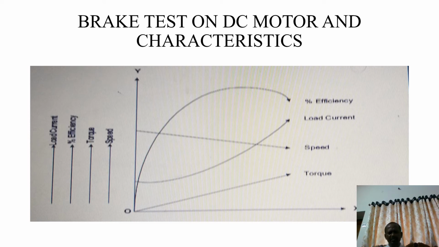Next, when load is applied, there is a change in the values you observe: reducing speed, increasing load current and field current, as well as changes in the output power and input power. By using all this data, we can draw the performance characteristics.